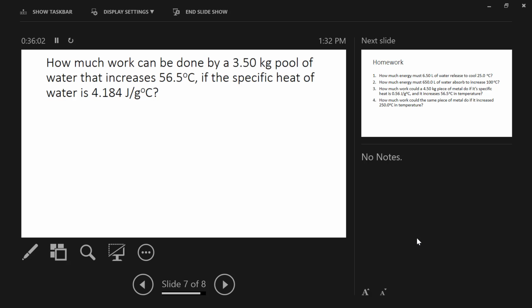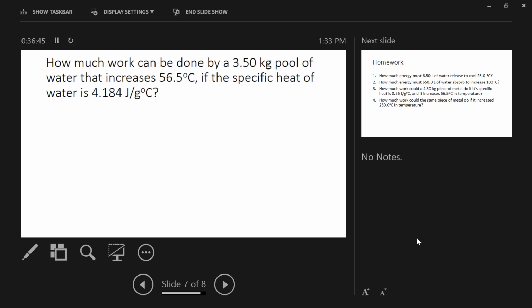Selective erasing. What are we given? We're given the mass, and it happens to be the exact same mass, yes? Instead of a 3.50 kilogram piece of metal, it's a 3.50 kilogram pool of water. It increases the same amount as our piece of metal did, by 56.5 degrees Celsius. The only difference is we have a different specific heat. The specific heat of water is 4.184 joules per gram degrees Celsius.